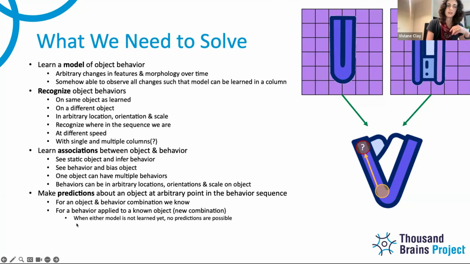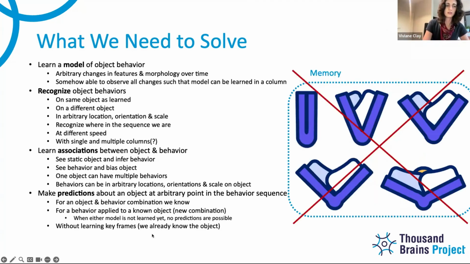And I just added this note here that when either one of those two models is not learned yet, no predictions should be possible. So if I have never seen the hinge behavior, I shouldn't be able to predict anything on the book opening. If I've never seen a book before, I will first need to learn a model of the book before I can make predictions about how it will look when it opens and closes.